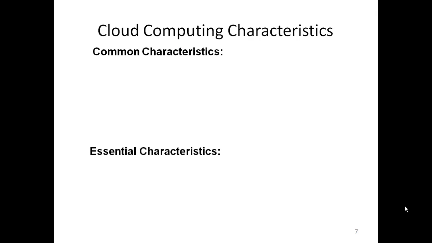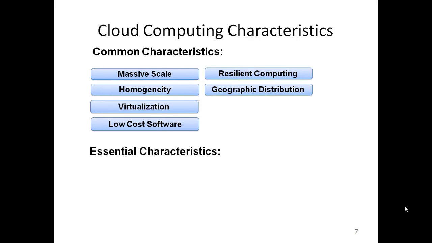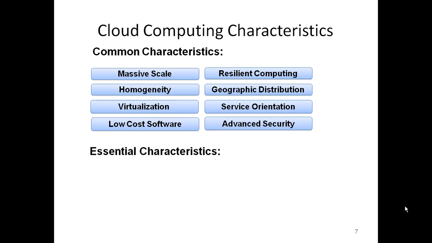Here are the common characteristics of cloud computing. Massive scale, virtualization, low cost software, geographical distribution, service orientation, advanced security. It's very low in price. It's geographically distributed as it is connected to the internet. Just like you need to pass in your ID and your password. Just like Google, you open it at any laptop or any computer around the globe just by typing your username and password and accessing the mails which you are getting. This is similar to that.